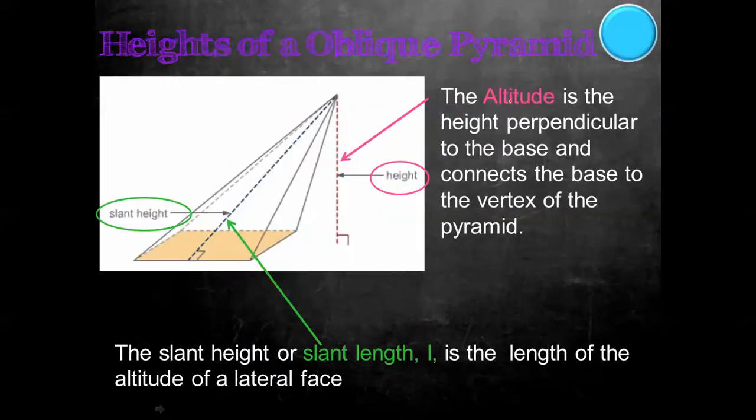For an oblique pyramid, the altitude is the height perpendicular to the base and connects the base to the vertex of the pyramid. So here, it still is connected to the vertex and it goes straight down. The slant height is still the length of the altitude of the face. See how it's still a part of the face? It's going to go at an angle, but the altitude is always going to be a straight line that goes straight down from the vertex.